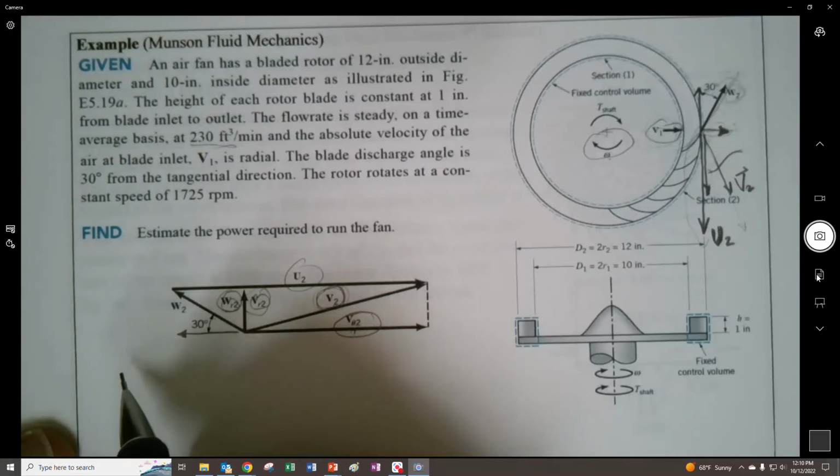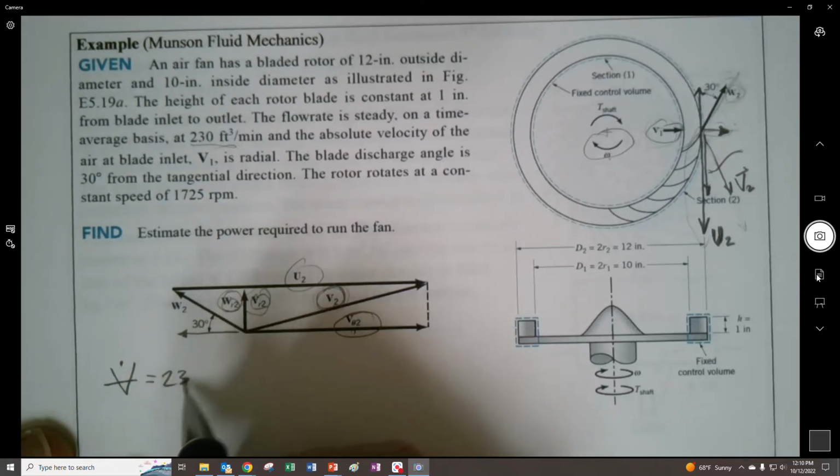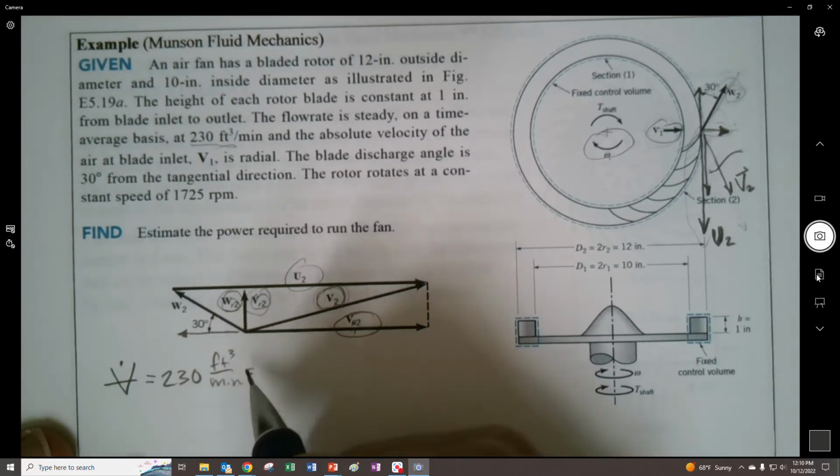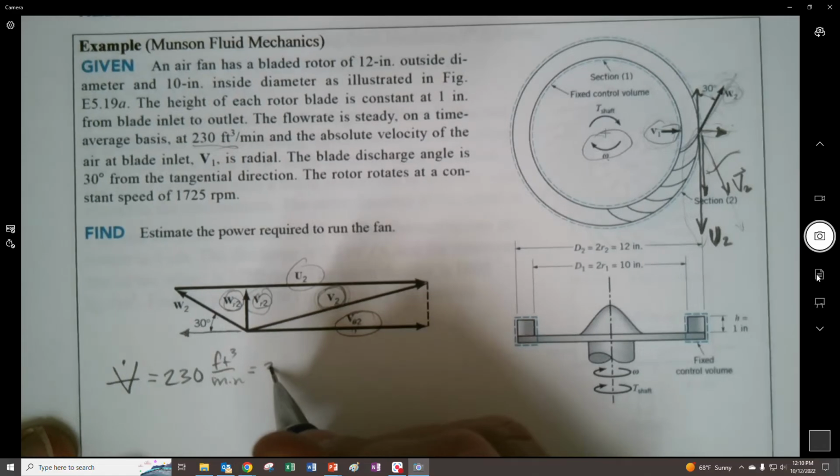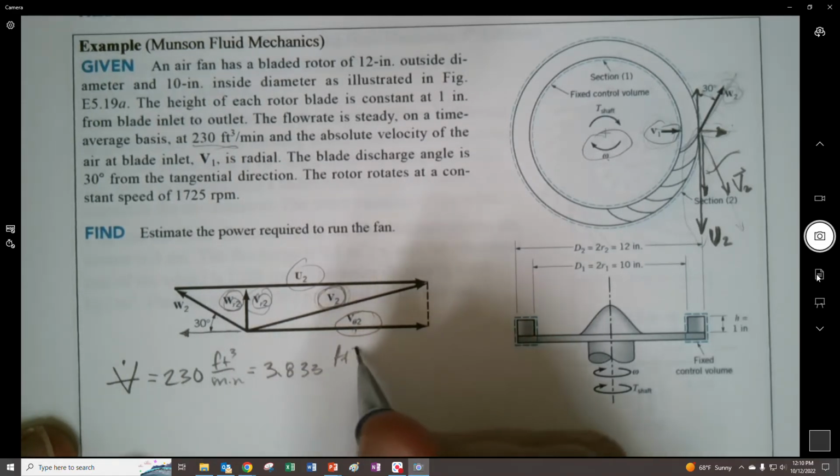So let me get the flow rate and turn that into, they had it as cubic feet per minute. Let's turn it into cubic feet per second, right? So that's just dividing by 60. So it's what, 3.833 cubic feet per second.